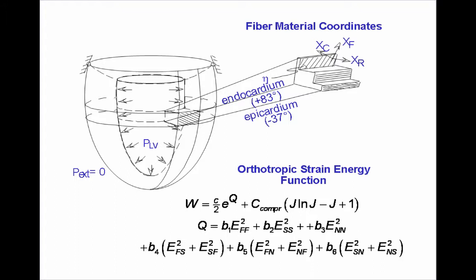Of course, without recompiling, we can change the 7 parameters of this model, which are an overall scaling coefficient and one coefficient for each of the 6 strain components in fiber, sheet, and sheet normal coordinates that appear in the exponent of this strain energy function.